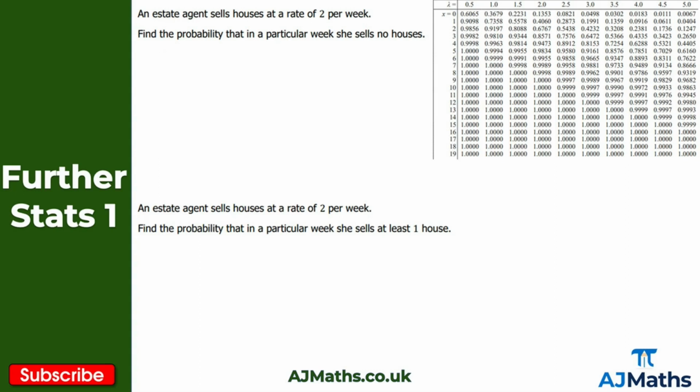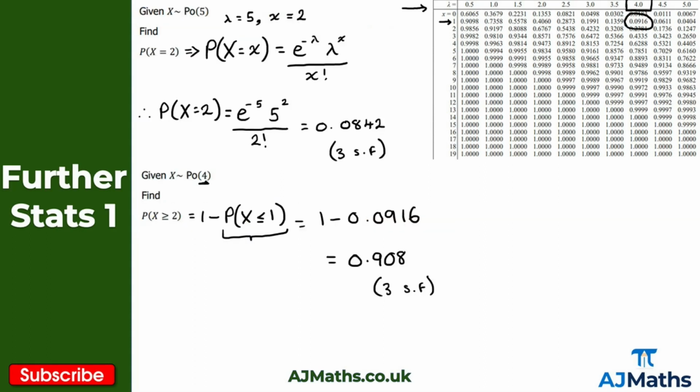Now, we get to the type of examples which you are going to see basically on exam papers. So what I've been given is a bit of context here. We've got an estate agent who sells houses at a rate of 2 per week. We want to find the probability that in a particular week she sells no houses. So how do we do this? Well, we need to translate this problem to look something like this.